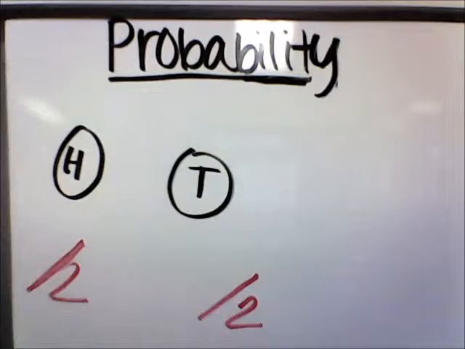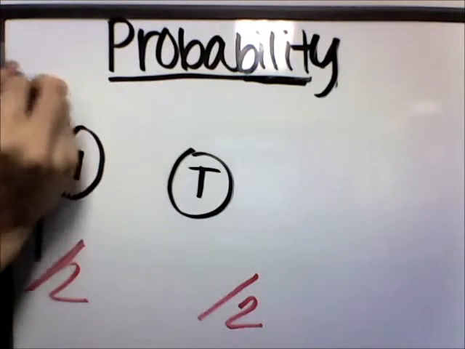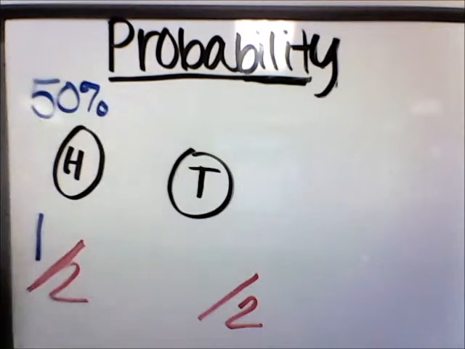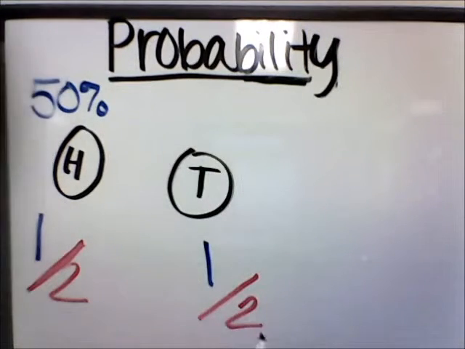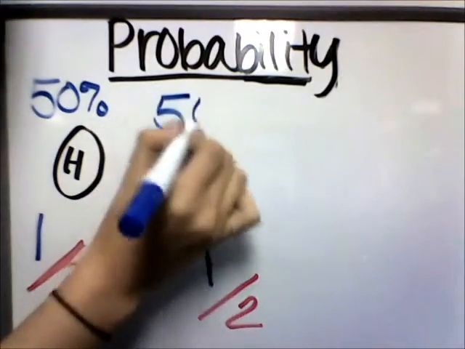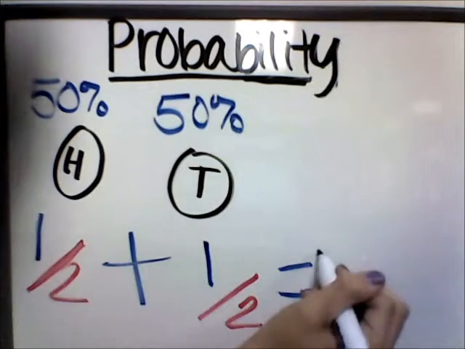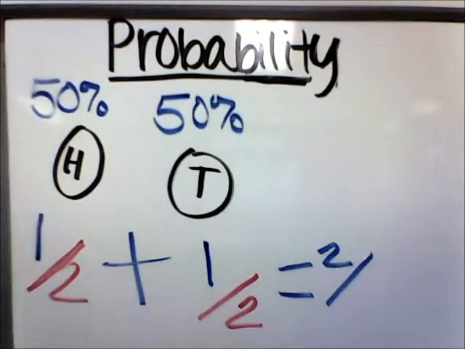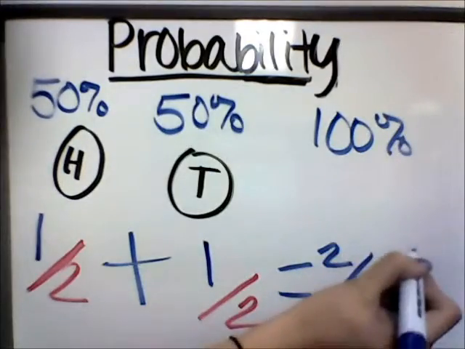If you land on heads, the number of favorable outcomes is 1 over the total of 2, which is 50%. The second is the unfavorable outcomes, which is tails, which is 1 over the total of 2, which is another 50%. When you add them together, it's going to equal 2 over 2, which is also 100%, or a total of 1.